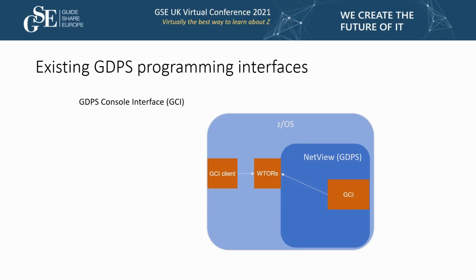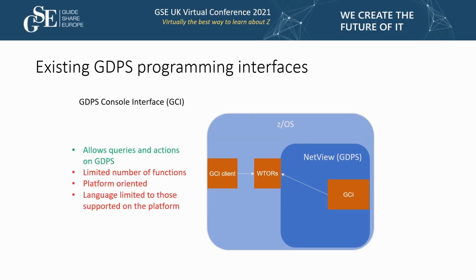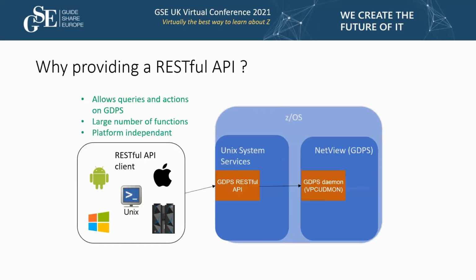Not all operations that are available in GDPS panels can be done with GCI. It's also platform oriented because it uses WTOR, and the usage and the automation built around GCI has to be done on z/OS only. From a language perspective, only the languages supported on the mainframe can be used, and moreover, only languages that allow responding to WTORs. So, a very limited API.